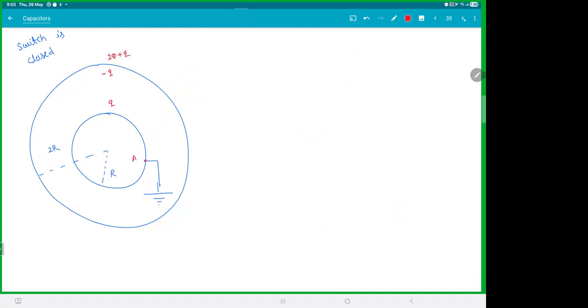So let this point be A. Since you're grounded, the potential at point A must be 0. What is the potential? Kq by small r plus k into 2Q plus Q minus q, that is the total charge on the outer shell, by 2r is equal to 0. Small r will cancel. We get q is equal to minus Q.